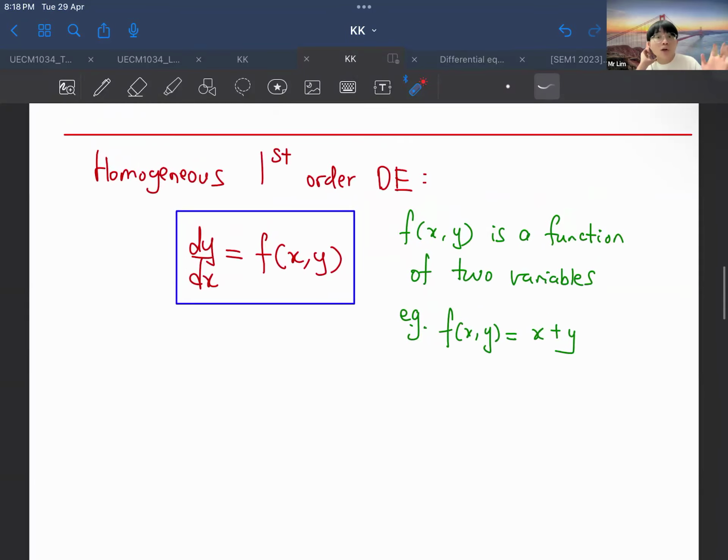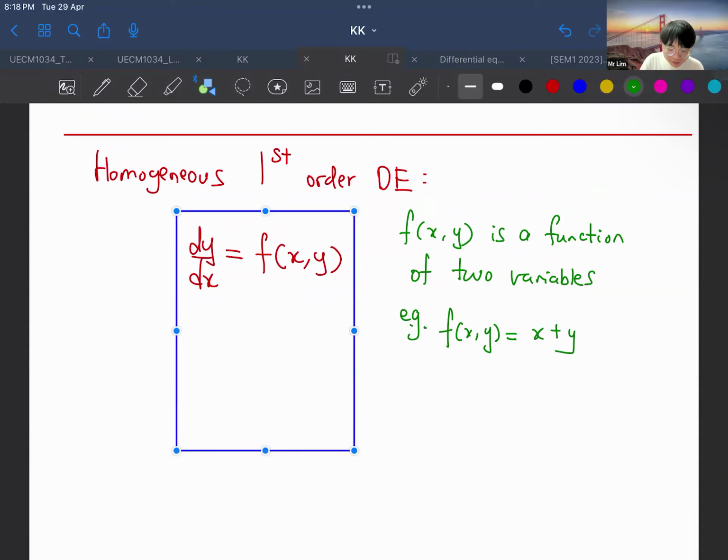Now, not yet finished. This is not the whole story. With one extra condition, where it must satisfy some extra condition. For example, f(λx, λy) equal to f(x,y). So this is the extra condition.